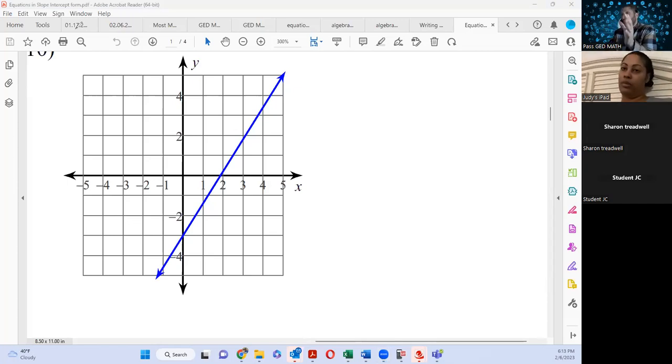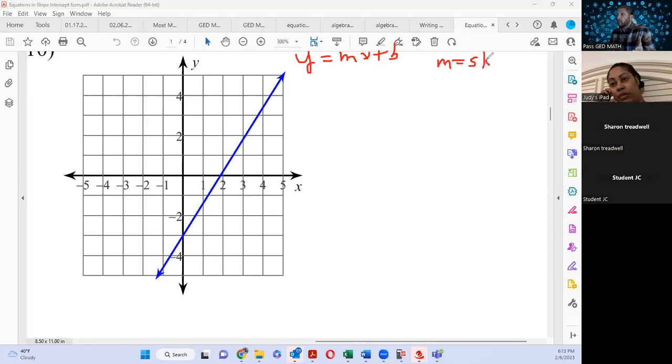If they ask you for an equation of a line, the first thing you need to be thinking of is y equals mx plus b. So if you understand that, the two things we need from that: m is called our slope, and our b is our y-intercept. Those are the two things you need to find the equation of a line.